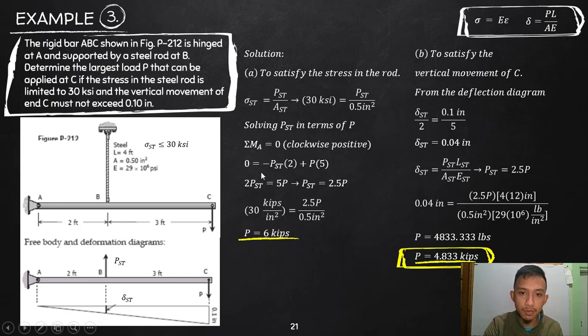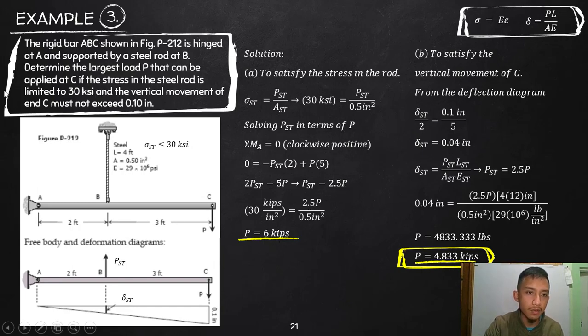So rearranging this one, then that is 2 P sub ST, which is for this steel bar, equals P, the unknown P, times 5. Cross multiplying, you will end up with 5 divided by 2, or that is 2.5P. Therefore, the reaction at the steel bar is equivalent to 2.5 times the P. So if you know that P, then the reaction PST is just multiply that one by 2.5.